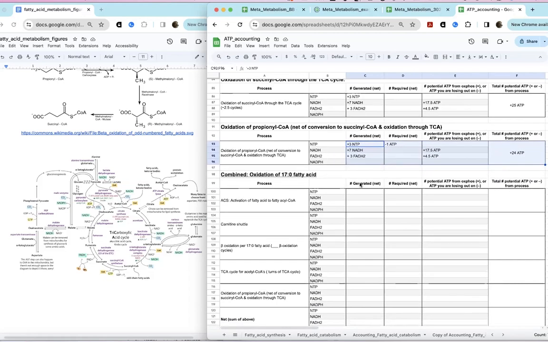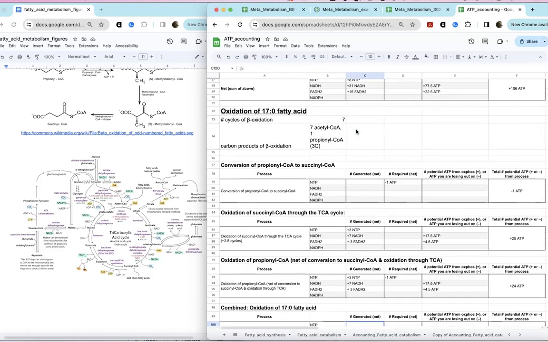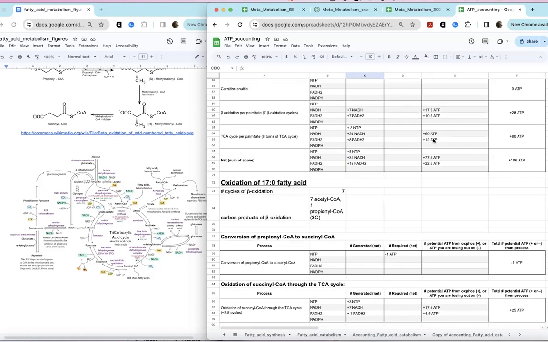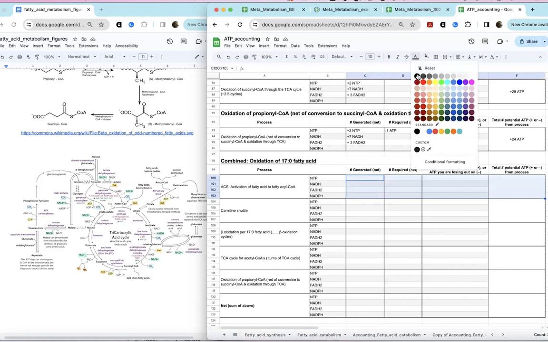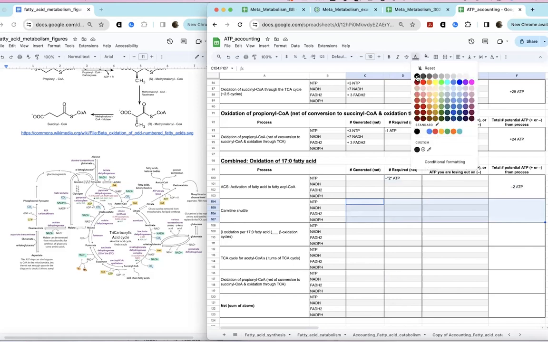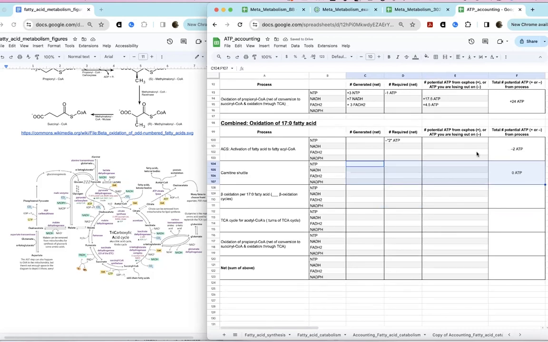So we have our activation of our fatty acid to our fatty acyl-CoA. This is going to be the exact same thing as we did before. This part's not going to change, and the carnitine shuttle is not going to change. This fatty acid activation is going to cost us the equivalent of 2 ATP. And then the carnitine shuttle, well, that was our freebie. It's important because we need to get the fatty acyl-CoA into the mitochondria to be broken down, but it's not going to cost any energy because we already invested the energy at this ACS step.